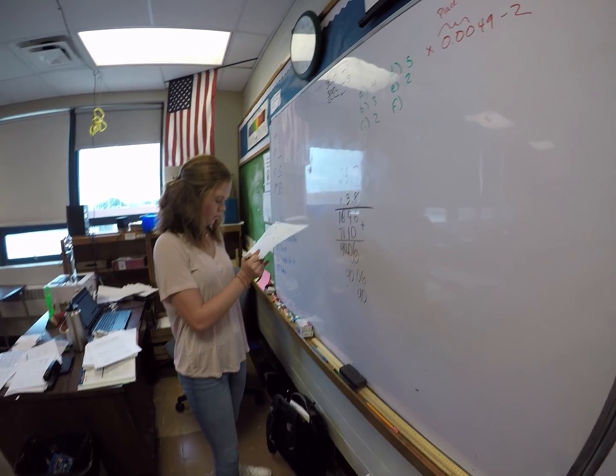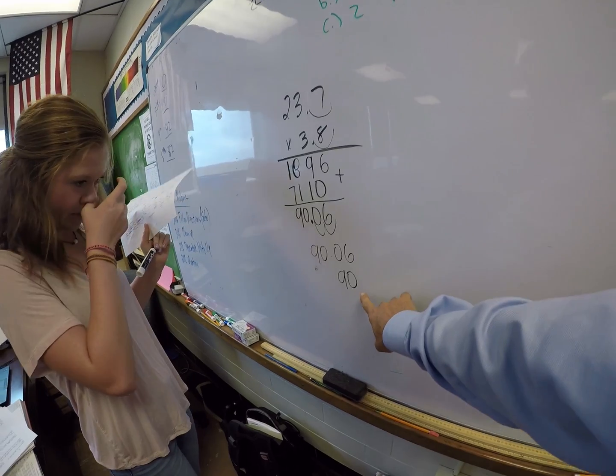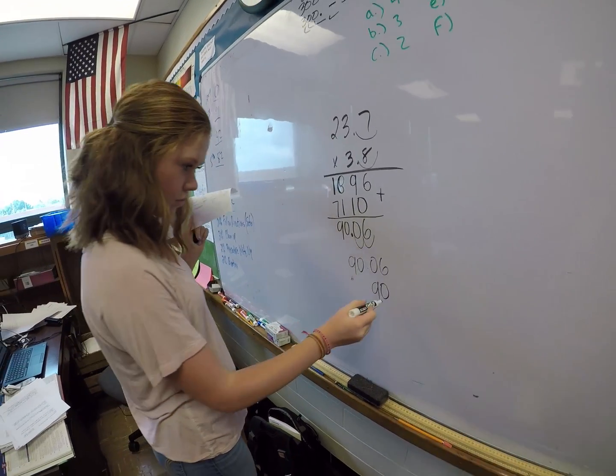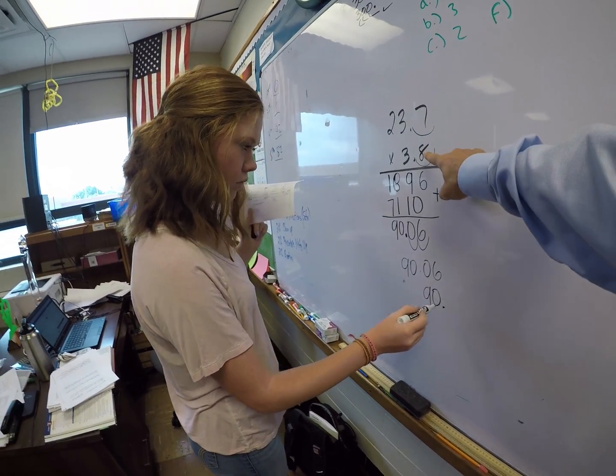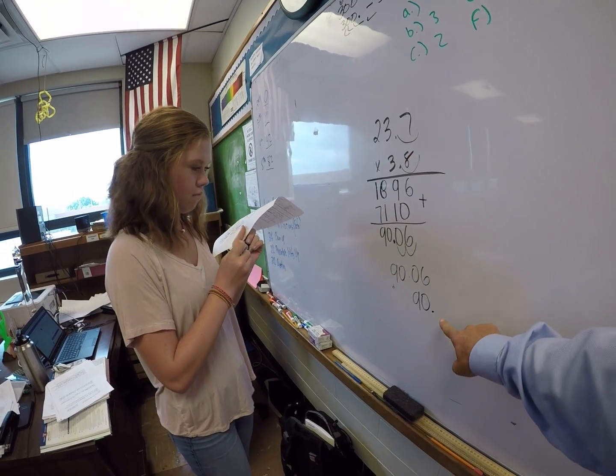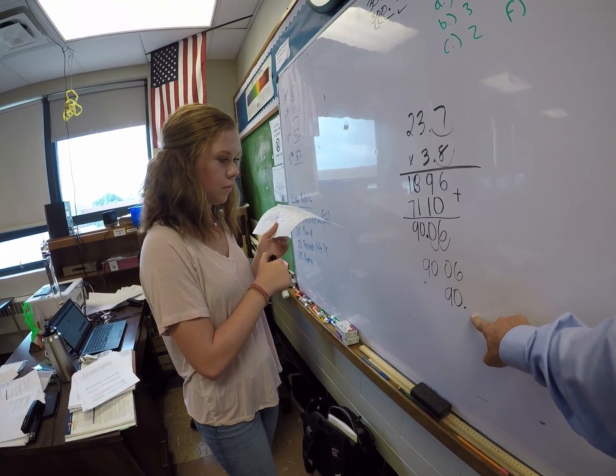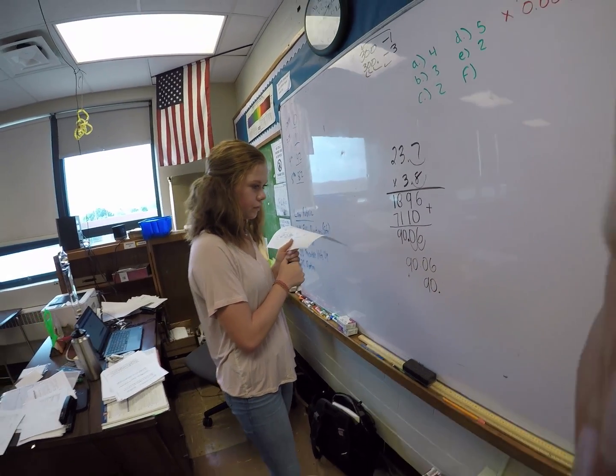Okay, you are correct, but you need to put the decimal right here. So if you round it to 90, which is what she did based on the 3 and the 8, you can't remember to not put the decimal there. Decimal defines it as a true number.